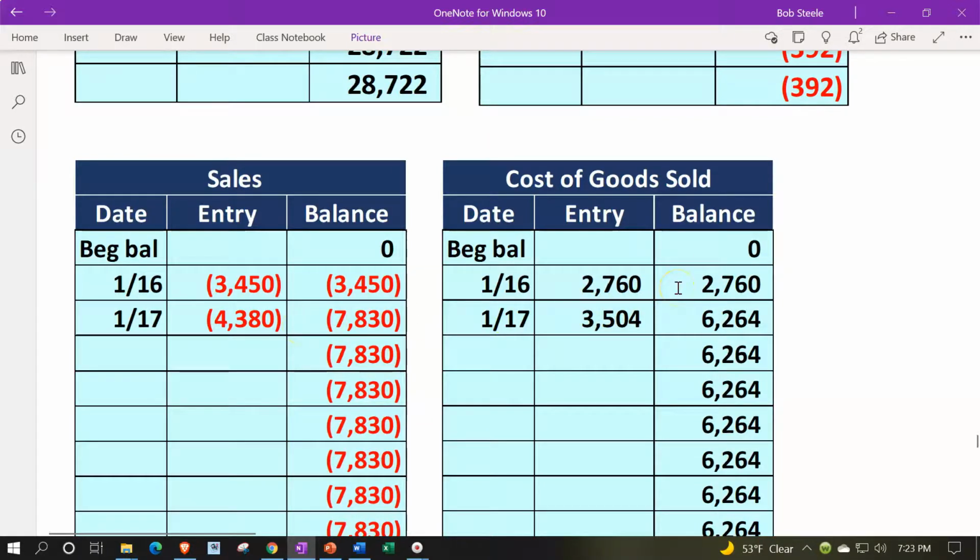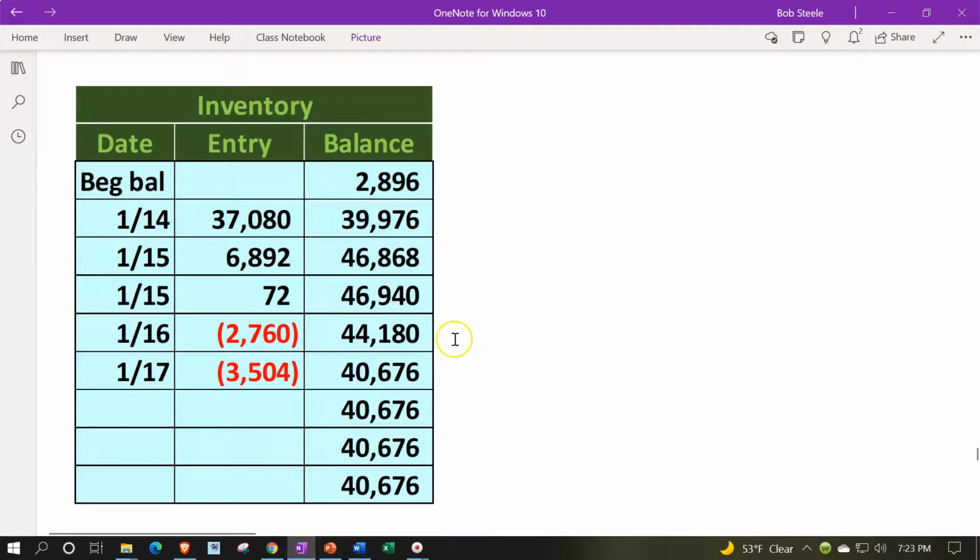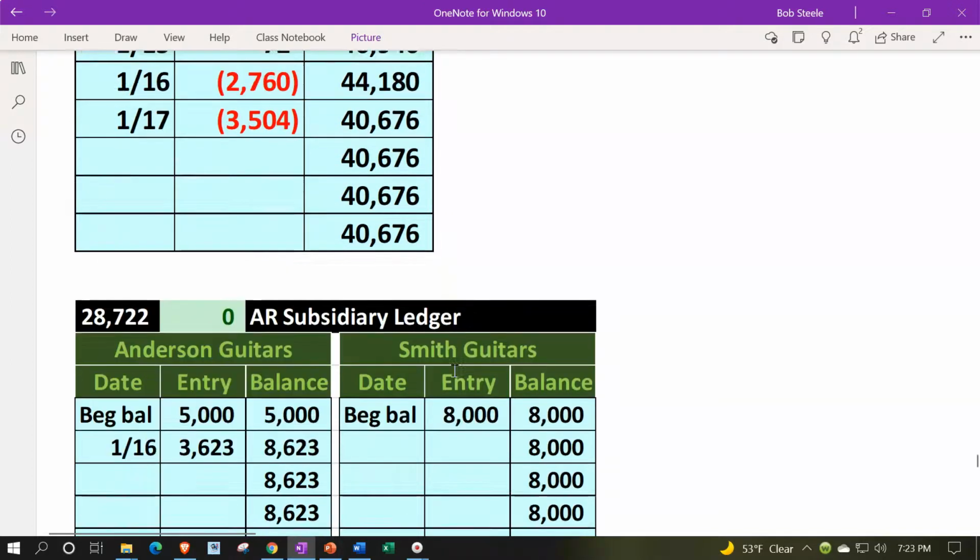The cost of goods sold was at 2,760. It went up by that 3,504 to 6,264. And the inventory finally was at 44,180. Went down by 3,504 to 40,676.